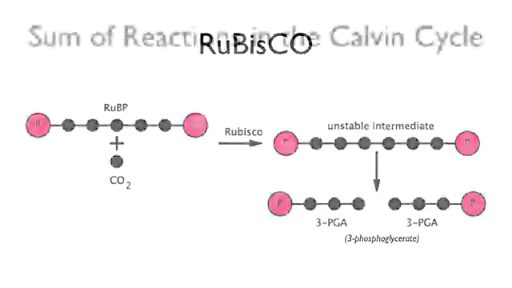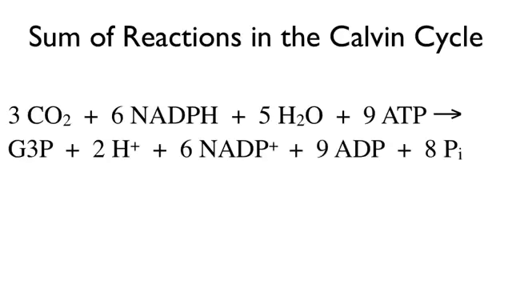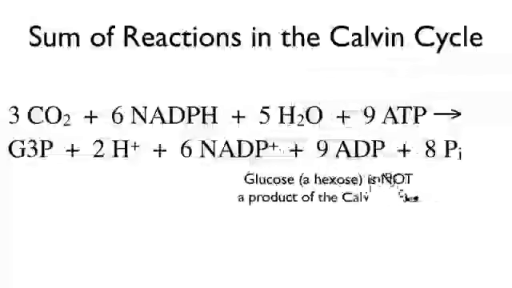Now, the whole of the Calvin cycle, the sum of all the reactions, looks like this. Things to notice: there's the source of the carbon that's going to be incorporated into the new carbohydrate. This NADPH, that was made in the light reactions. We need some water and we need some ATP. What's going to come out of it is not glucose.